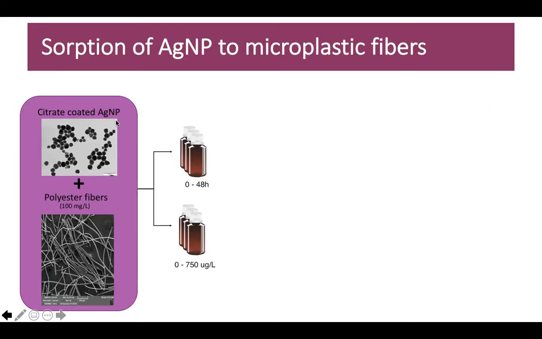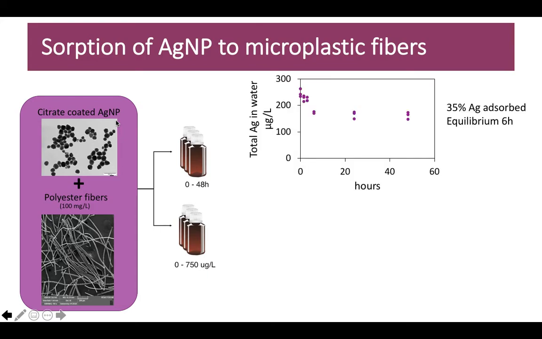In the first part of the project, we analyzed the sorption of the nanoparticles to the fibers. We used citrate-coated nanoparticles, and we exposed them together with our fibers, and after a certain period of time, we would filter the water in order to extract the fibers, and we analyzed the silver content in the water. As you can see, after 48 hours, approximately 35% of the silver was found to be adsorbed by the microplastic fibers. Also, it took 6 hours for the equilibrium to be reached.